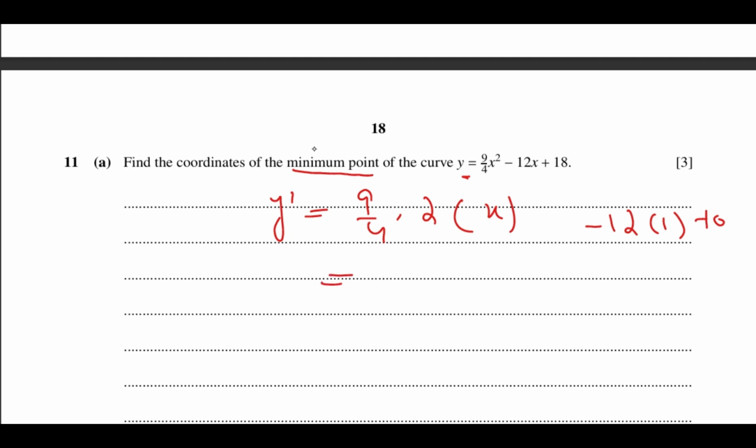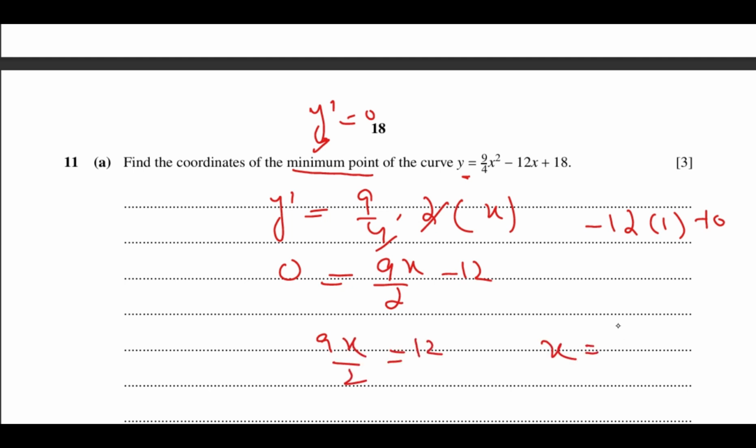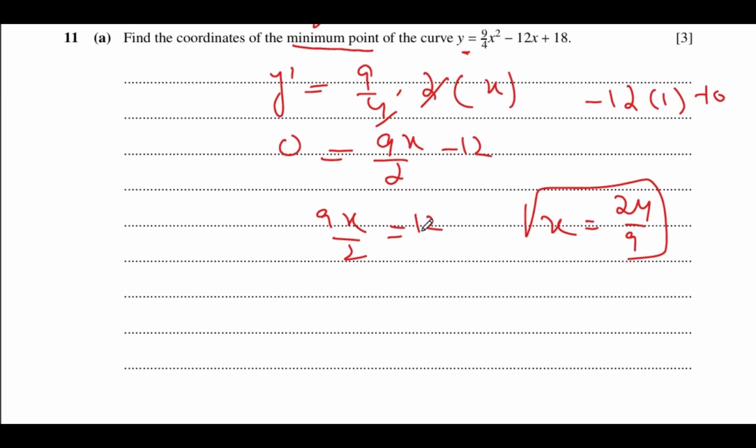As we are looking for the minimum point, for a stationary point, maximum point, lowest value or highest value, we will always say that dy/dx is equal to 0. So 9 over 2 x minus 12 equals 0, 9x over 2 equals 12, so x equals 24 by 9. So this is our x coordinate.